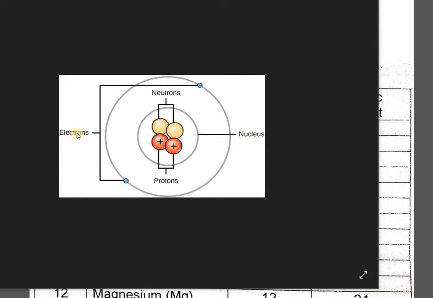So the number of electrons will always be equal to the number of protons, and that is what is called the atomic number of an atom. So again I am repeating, the atomic number of an atom can be defined as the number of protons or electrons in a neutral atom. This is important to be said, in a neutral atom.